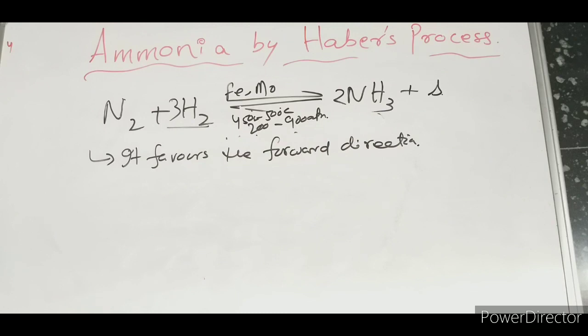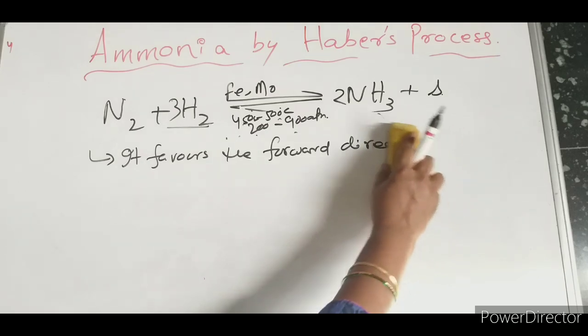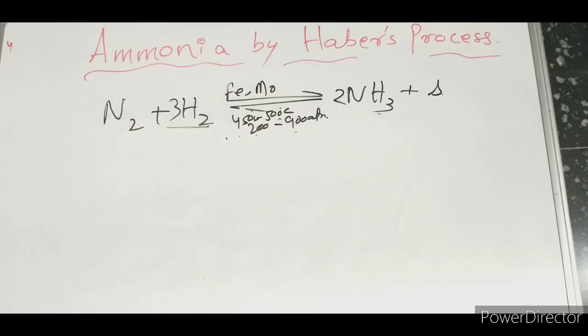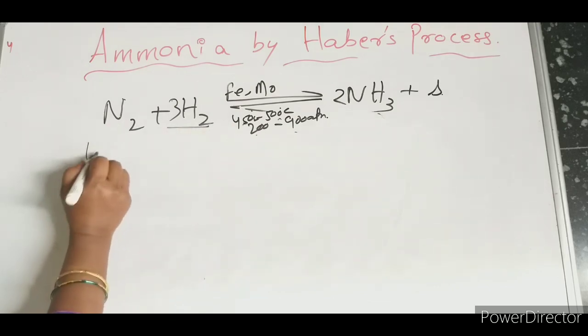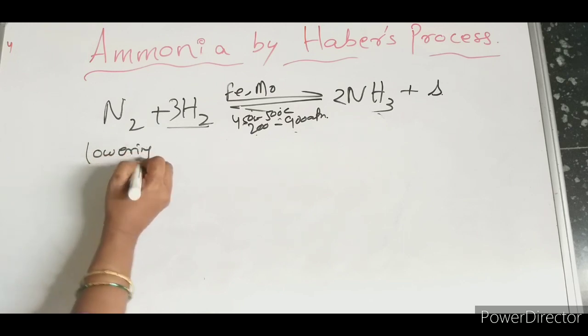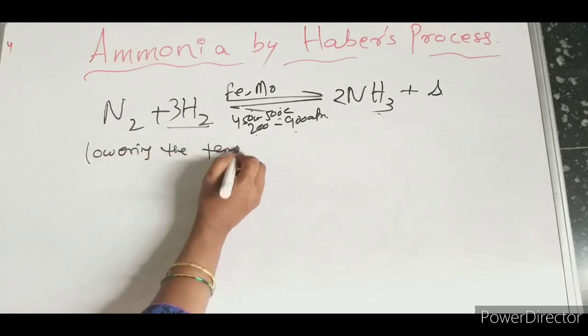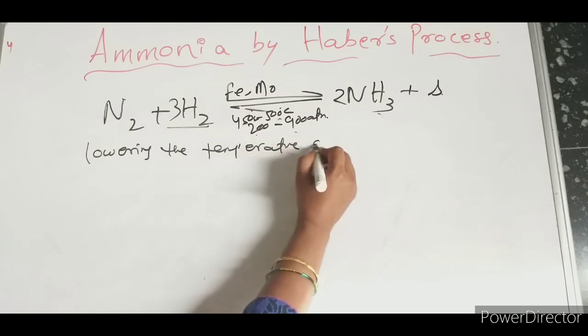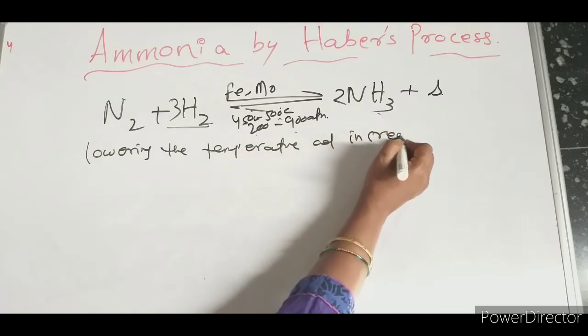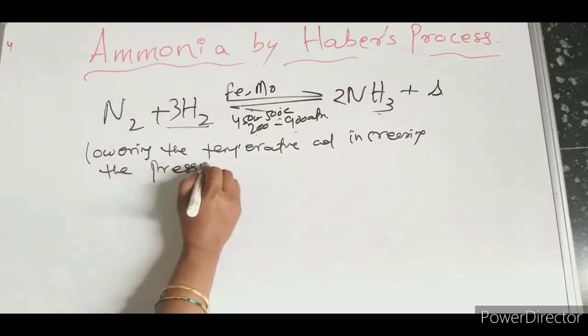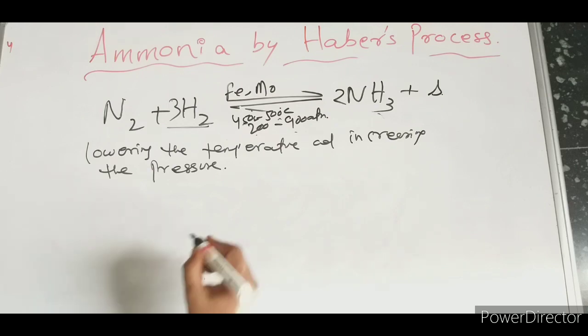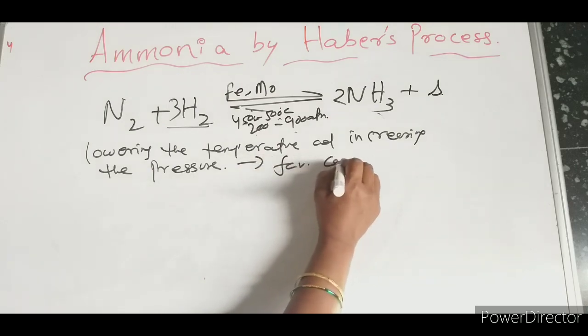It favors the forward direction. Okay, so here another question comes. 450 to 500 degrees temperature we have taken. Why not more than that? Here the principle is that lowering the temperature and increasing the pressure will be the favorable condition.